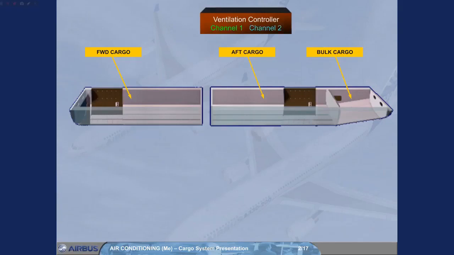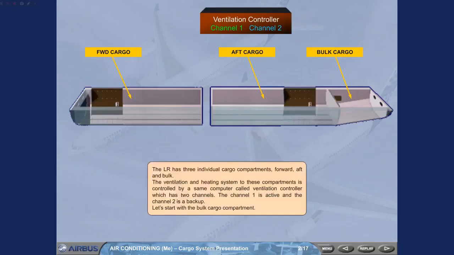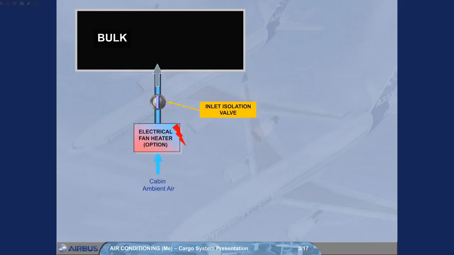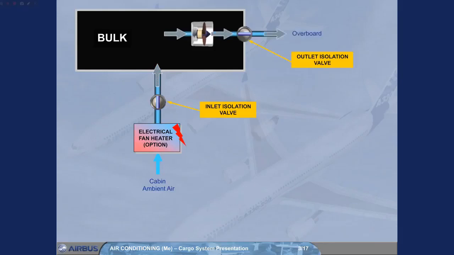Let's start with the bulk cargo compartment. On the long range, the cabin ambient air enters into the bulk cargo compartment via an inlet isolation valve. This air, which can be optionally heated by an electrical fan heater, is then extracted by a fan and via an outlet isolation valve is sent overboard through the aft outflow valve.